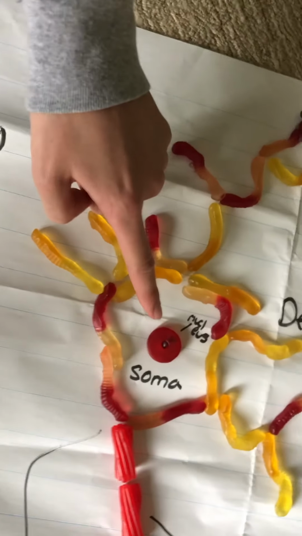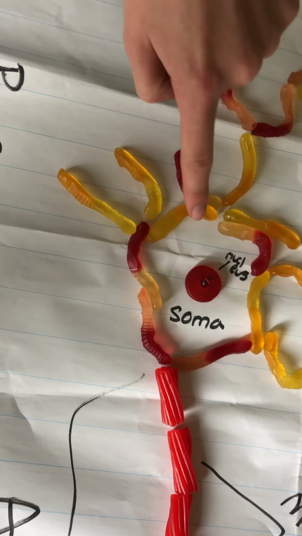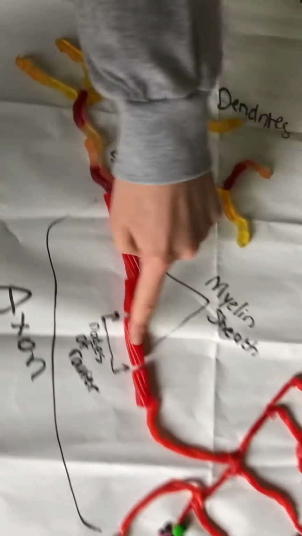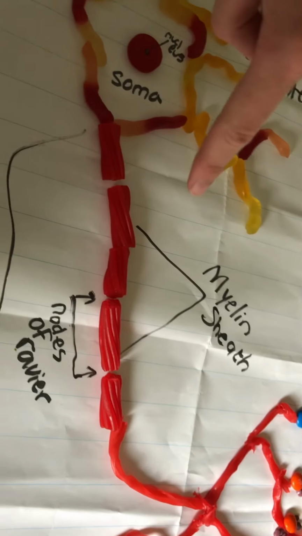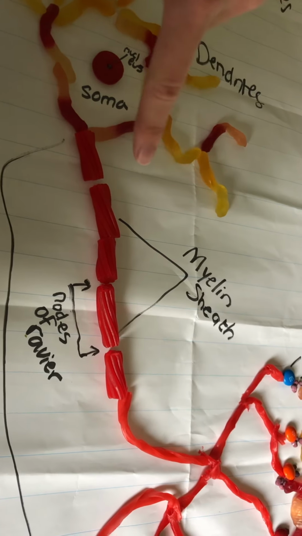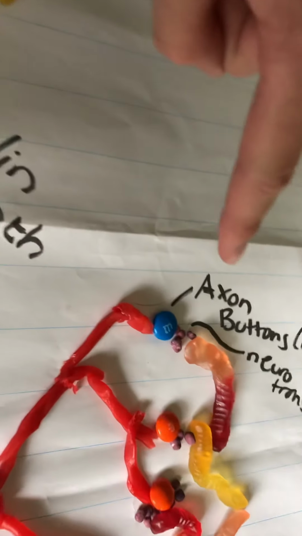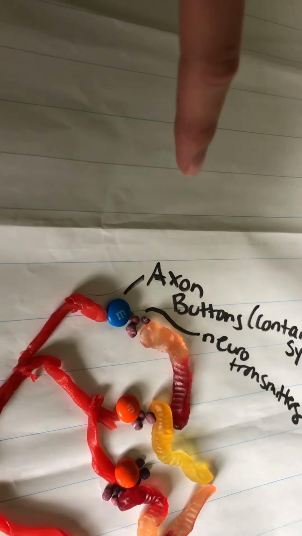This is the soma, and it contains the nucleus, and the nucleus directs manufacture of substances that neurons need for growth and maintenance. This is the myelin sheath, and this insulates the axons and increases velocity of conduction of action potential along the axons. These are the neurotransmitters, and the neurotransmitters transmit info across the synaptic gap to the next neuron.